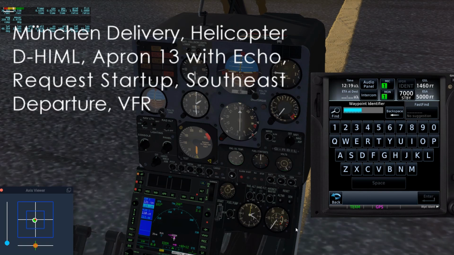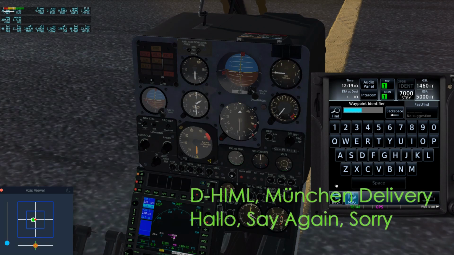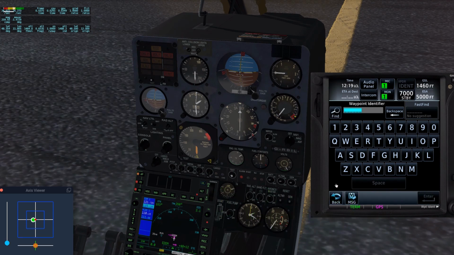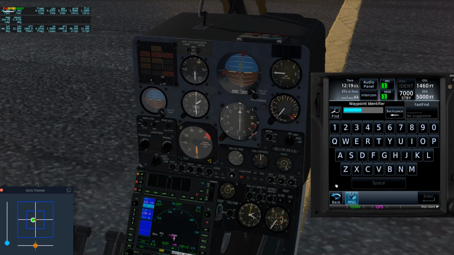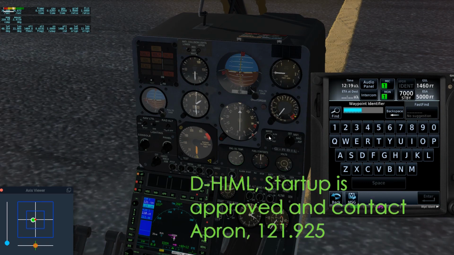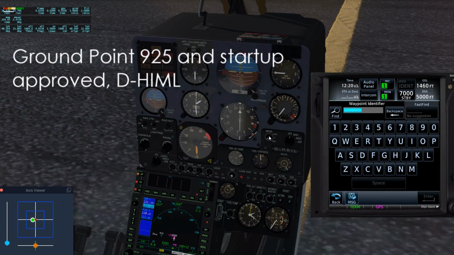München delivery, helicopter Delta Hotel India, Mike Lima, apron 13 with Echo, request startup, southeast departure VFR. Lufthansa 2 Papa Mike, I don't have a flight plan for you. Please resend it. Where is it? Delta Hotel India, Mike Lima, München delivery. Hello, say again, sorry. Delta Hotel India, Mike Lima, SA342 Gazelle, apron 13 with Echo, request startup for a southeast departure VFR. Delta Hotel India, Mike Lima, startup is approved and contact apron 121.925. Ground 121.925 and startup approved, Delta Hotel India, Mike Lima.